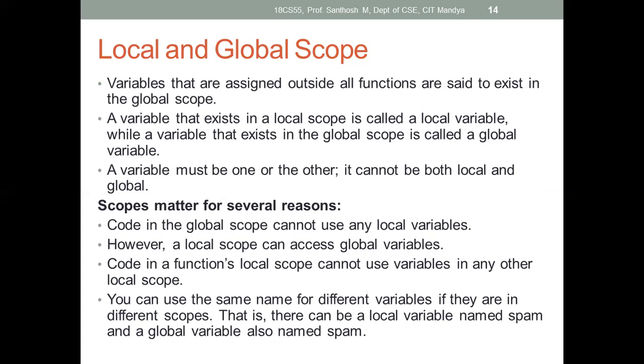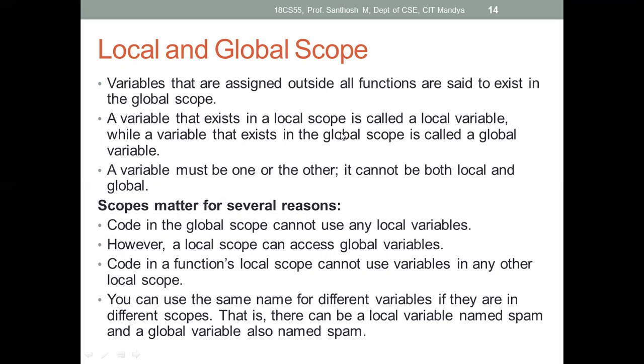If you declare a variable within a function, then that variable has local scope. If you declare a variable outside the function within your program, that one we call global scope. Global scope variables can be accessed by all the functions, but local scope variables can be accessed only by the function inside which you declare them. So variables assigned outside all the functions are said to exist in the global scope. As I already told, outside all the functions within the program, that we call global scope.